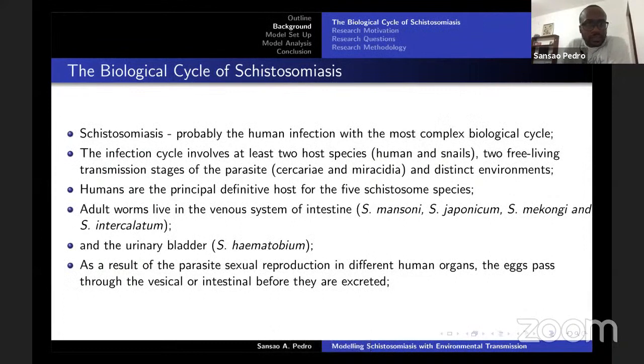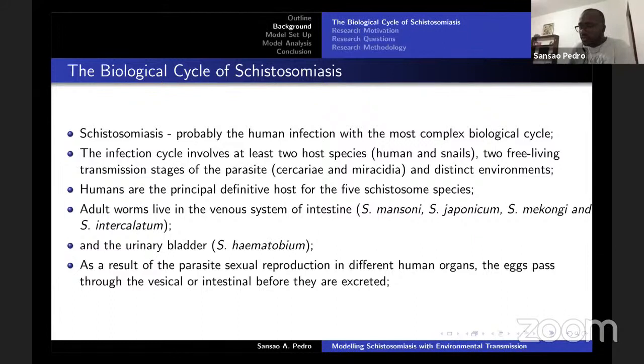In terms of the biological cycle, this is one of the diseases with the most complex biological cycle. This cycle involves at least 2 host species, humans and snails as the intermediate host, 2 free-living transmission stages corresponding to the larval stage of the parasite, one being cercaria and the other miracidia, and also distinct environments.